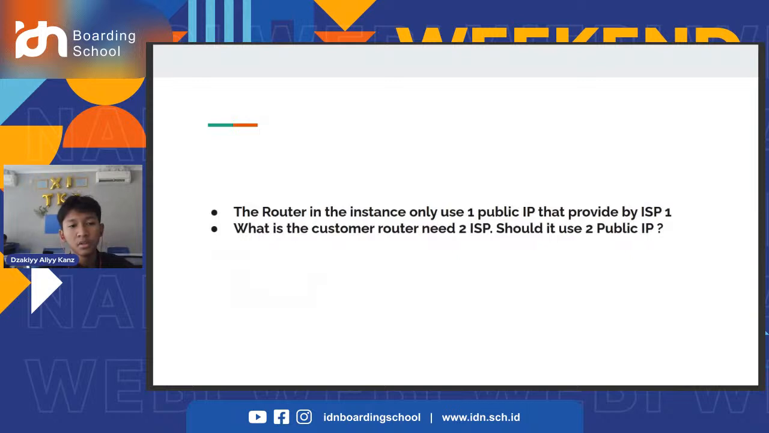Okay, the router in the instance only uses one public IP provided by ESP1. What if the customer router needs two ESPs? Should they use two public IP addresses?